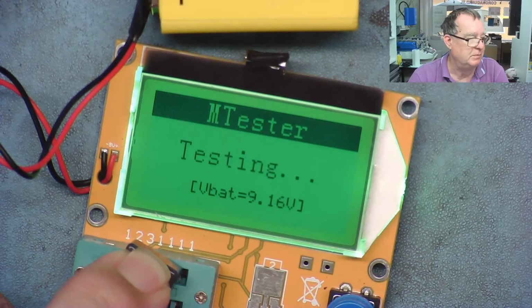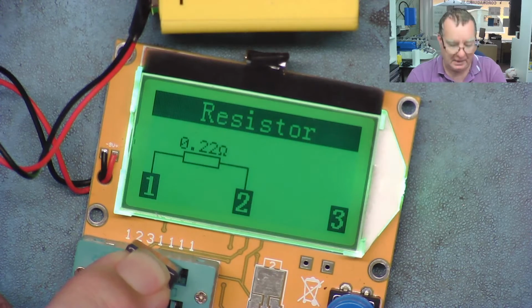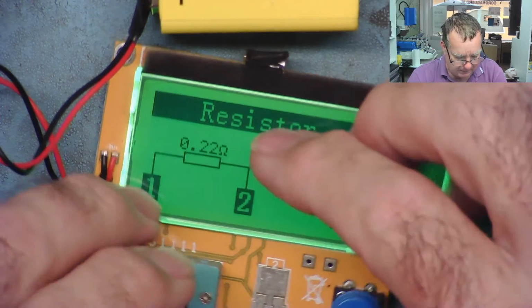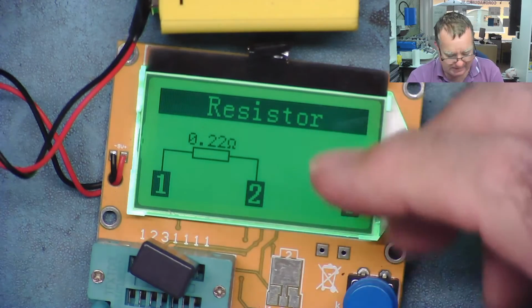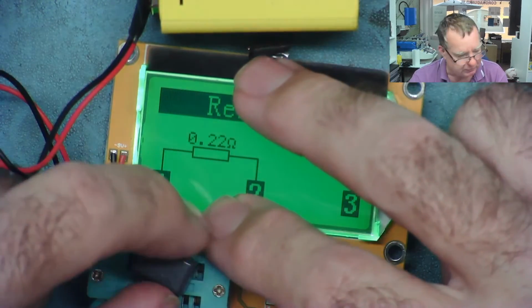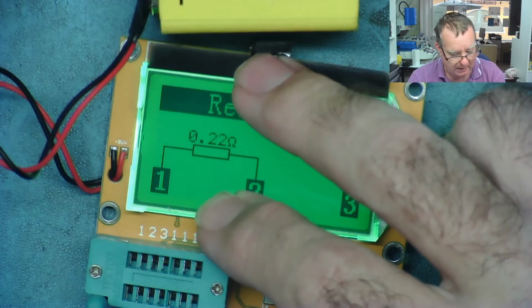Let's wait a moment and we'll see. Okay, so now it just tells us that as a resistor, 0.22 ohms. And there seems no way to tell this tester that I want to measure inductance when I'm measuring small inductors. It seems to just refuse to do them. We can try the other one.